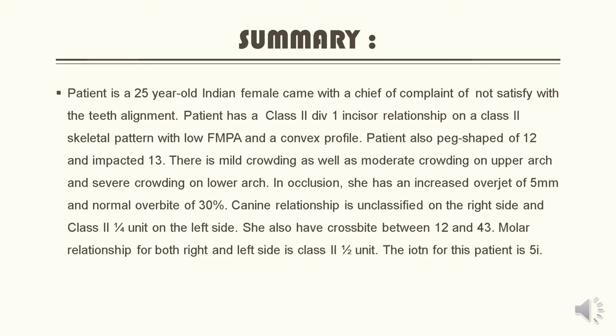The patient also has a peg shape of 1-2 and impacted 1-3. There is mild spacing as well as moderate crowding on the upper arch and severe crowding on the lower arch. In occlusion, she has an increased overjet of 5 mm and a normal overbite of 30%. The canine relationship is unclassified on the right side and class 2 1/4 unit on the left side. She also has a crossbite between 1-2 and 4-3. The molar relationship for both right and left sides is class 2 half unit. The IOTN for this patient is 5i.